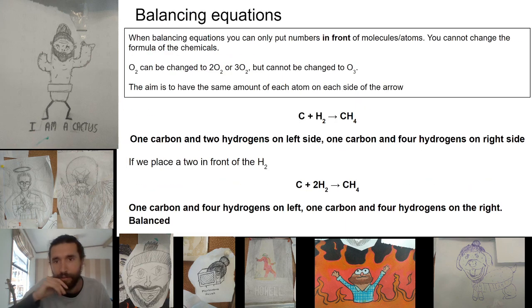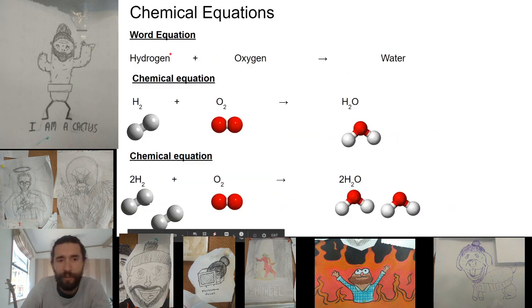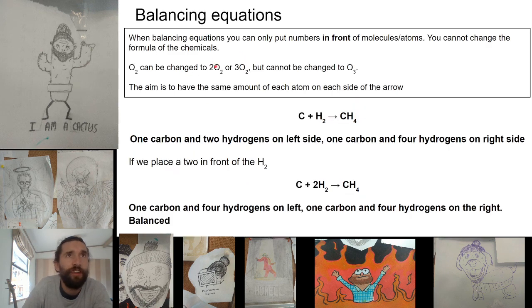All right, just going to go over some more rules for this. When balancing equations, you can only put numbers in front of molecules or atoms. You can't actually change the formula of the chemicals. So if I have O2 here, I can change it to 2O2 by putting a big 2 in front of that O2, or 3O2. That means I've got two lots of O2 or three lots of O2, but I can't actually change the O2 to O3. I can't change the oxygen to ozone.